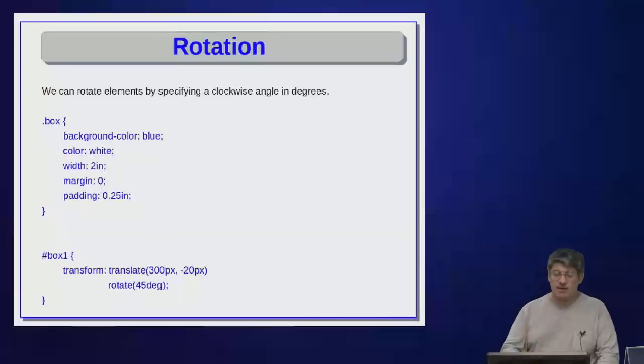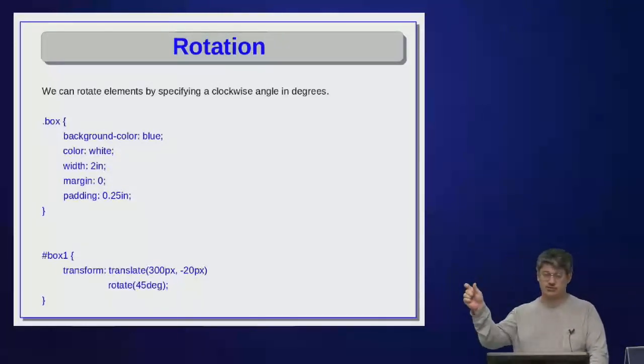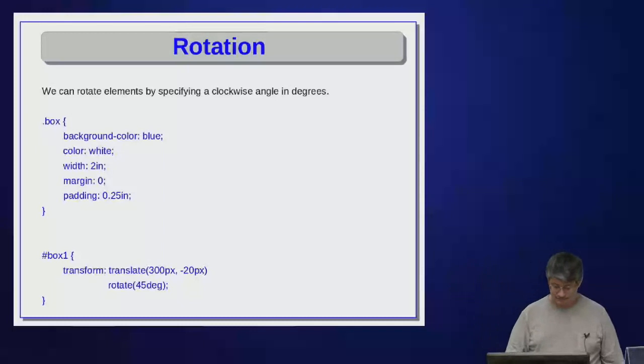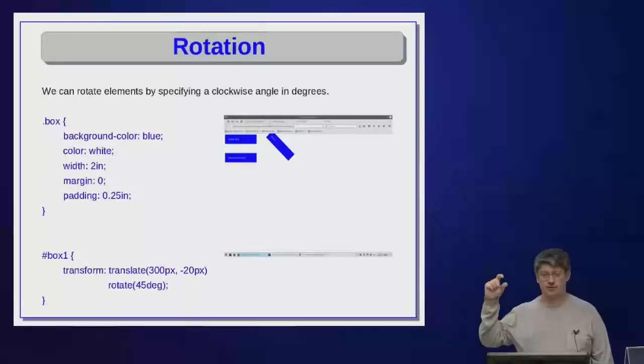So again, I have my box class. It hasn't changed. Blue background, white font, width 2 inches. But now I'm going to apply a different transformation to box 1. I'm going to transform it 2 ways. I'm going to translate it 300 pixels to the right, and this time I'm only going to move it up 20 pixels, and then I'm going to rotate it by 45 degrees clockwise. And so it looks like that. I think the reason I changed it from 30 up to 20 up is because it chopped off too much of it. You couldn't see that other corner.